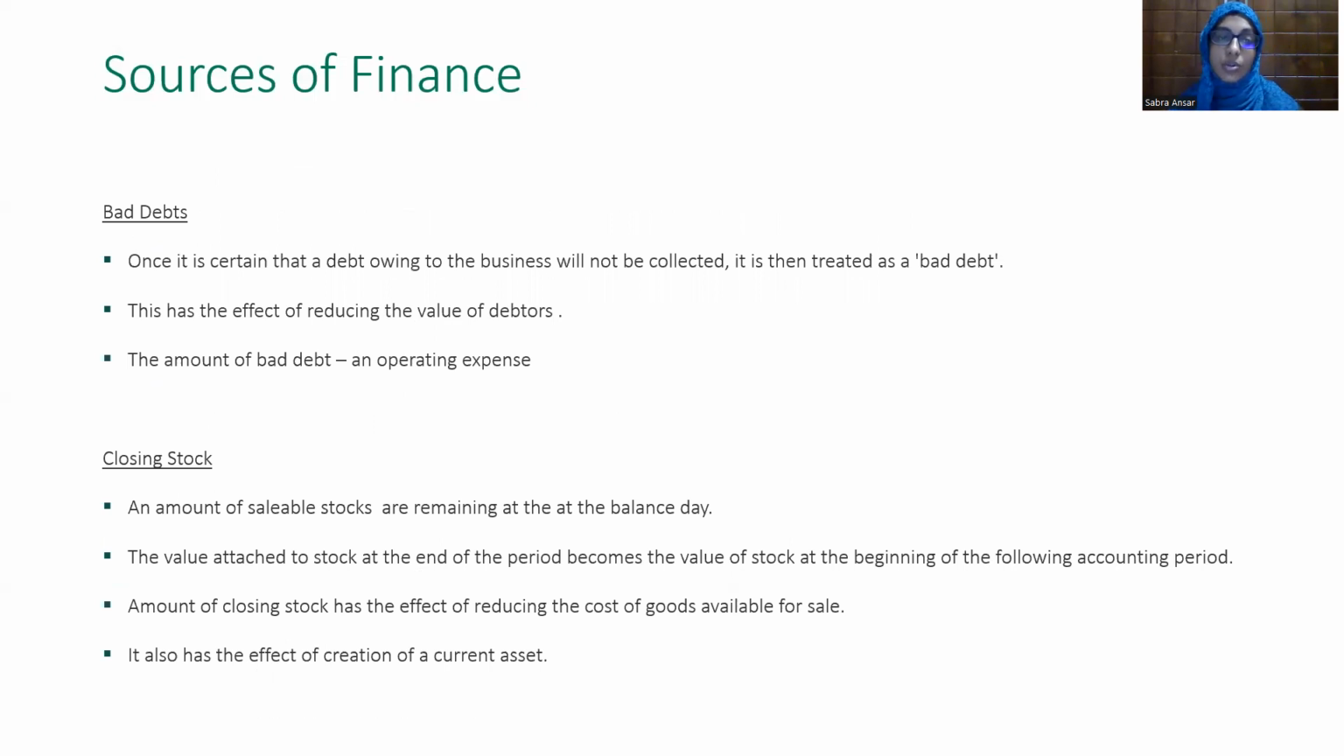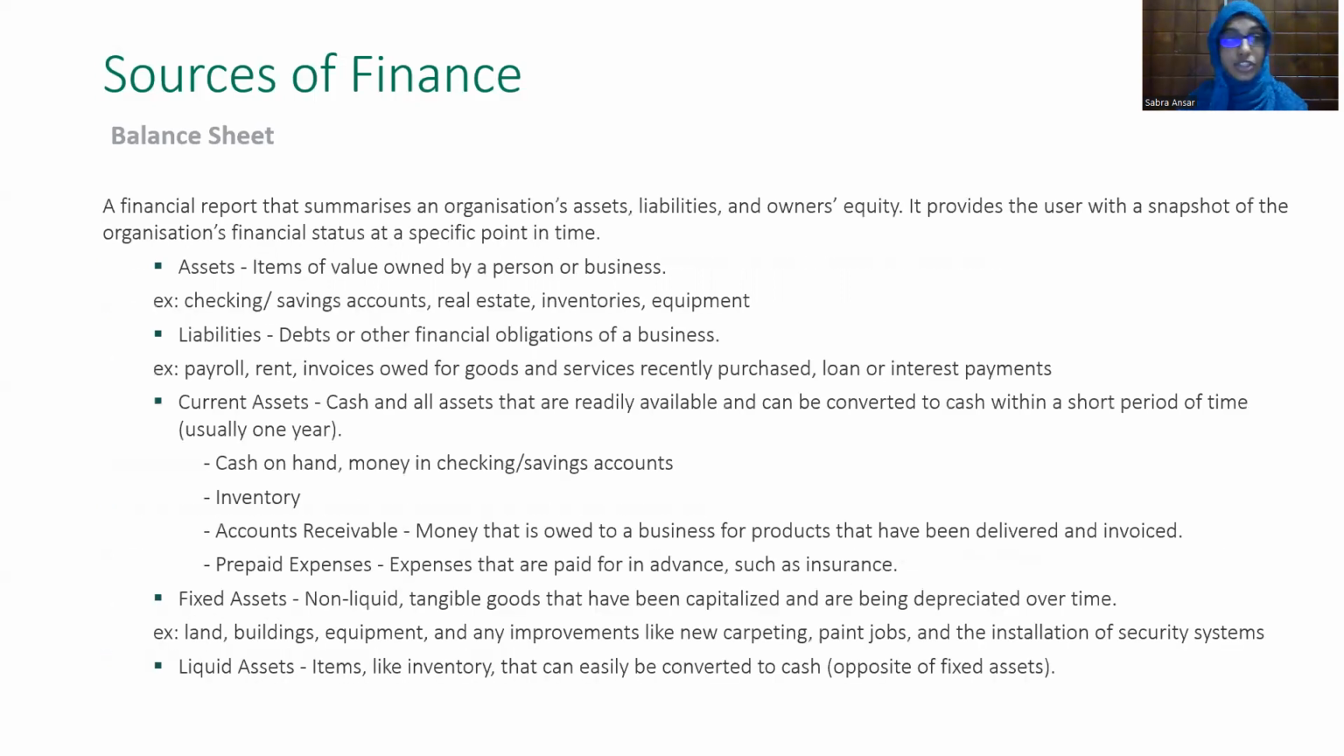And generally closing stock is a balance day adjustment, where a value attached to any stock will be calculated and used as closing stock. So basically this happens with the current assets, like the stock related to the materials as such. And now we'll be moving on to the balance sheet.